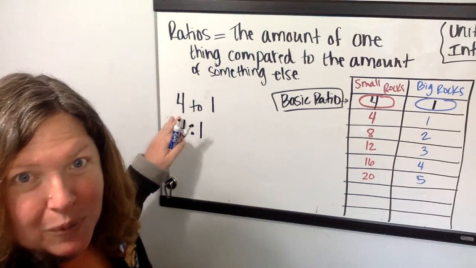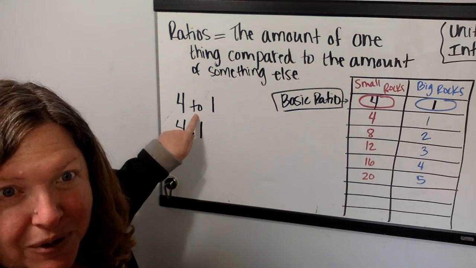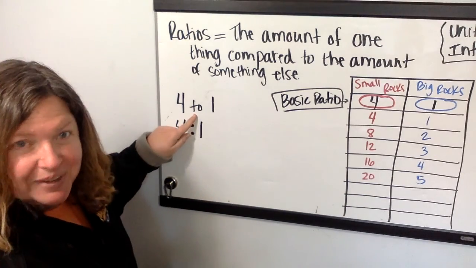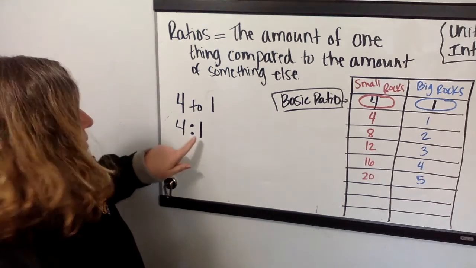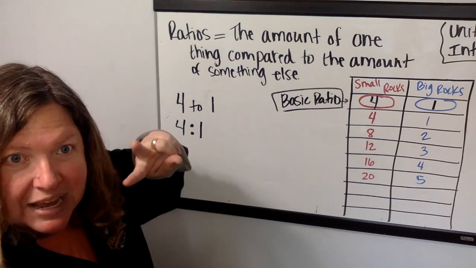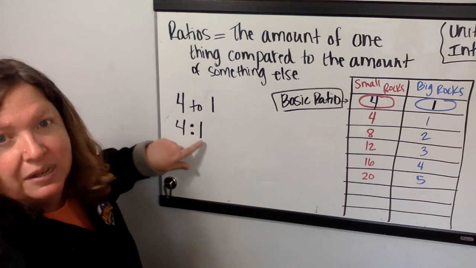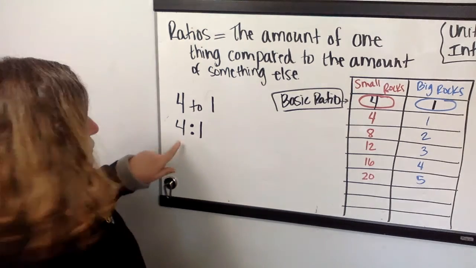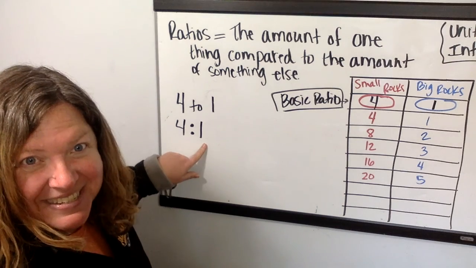So we could write it 4 to 1 with the word TO in the middle. We could write it and say it still 4 to 1, but instead of writing the word TO, we put those 2 dots up and down from each other, the colon, 4 colon 1. But we still read it 4 to 1.